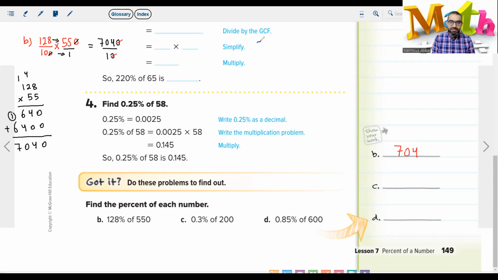Now, problem C. 0.3% of 200. It's like 0.3 over 100 multiplied by 200. 200 is like 200 over 1. So we can cancel 2 zeros up with 2 zeros down, as if we divide by 100. So this is like 2 multiplied by 0.3 over 1, which is 0.6. 0.6 over 1 means 0.6.